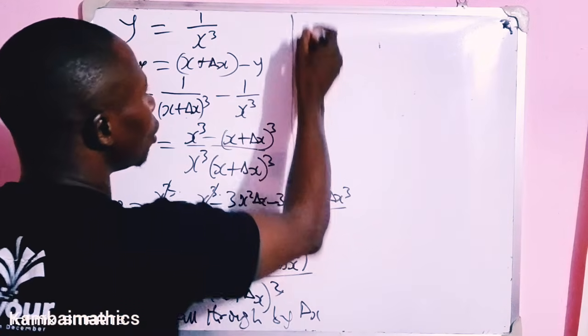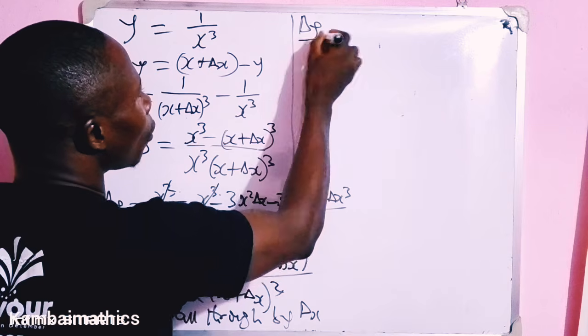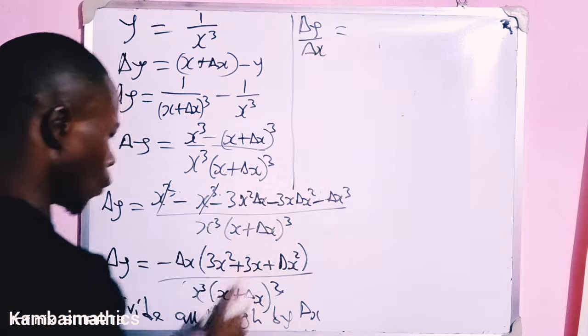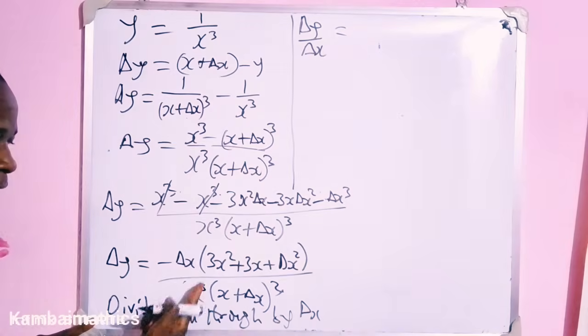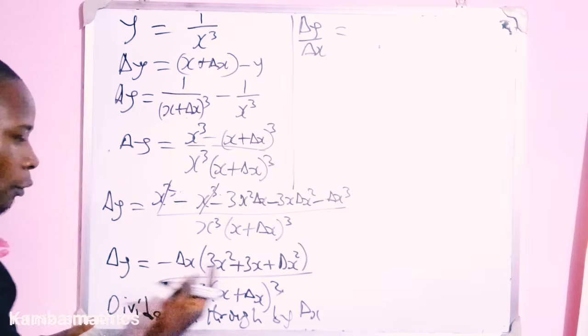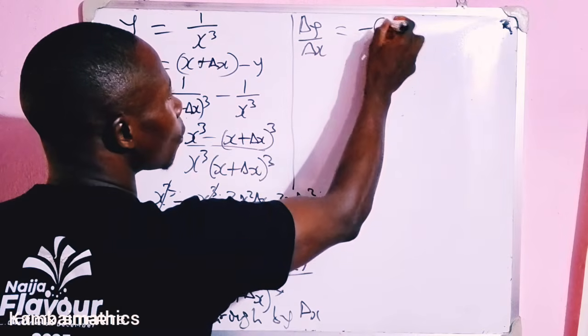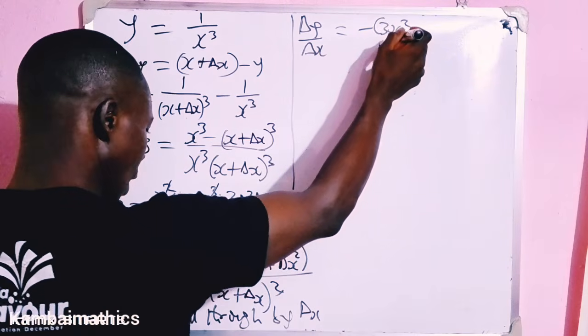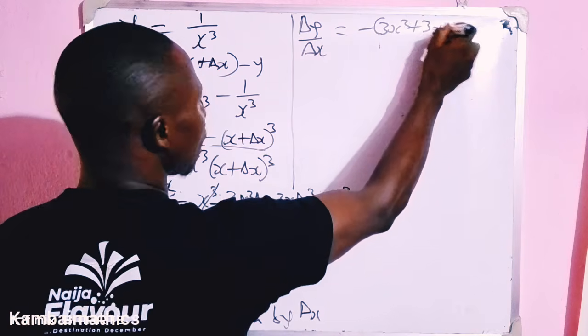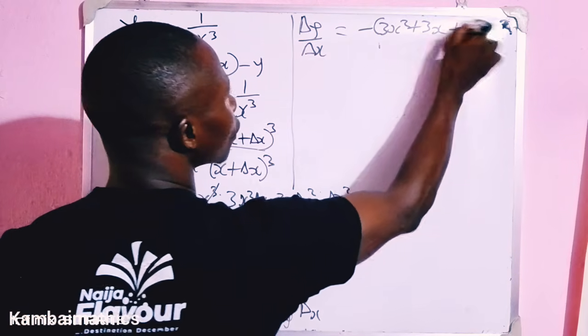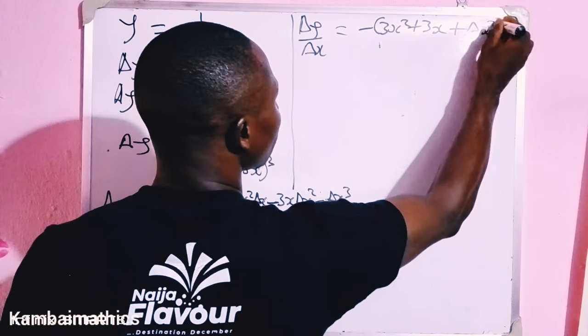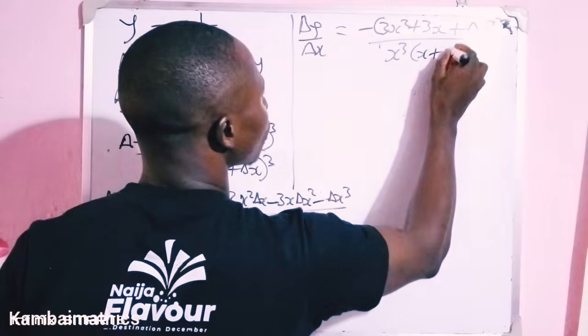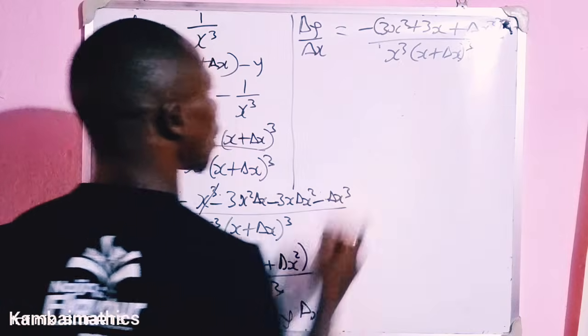So this will be del y all over del x is equal to, when you divide here by del x, definitely this will be kicked out. So we are left with minus open bracket 3x square plus 3x plus delta x cube, close the bracket, sorry, x square, close the bracket, all over x cube in bracket x plus delta x all raised to the power of 3.